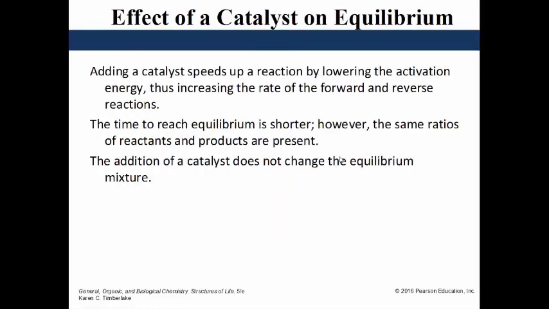more is made. Alright, now we'll talk about the effect of a catalyst on equilibrium. Now, catalysts will speed up the reaction by lowering the activation energy. So this will increase the rate of the forward and reverse reactions. So by increasing this rate, the time it takes to reach equilibrium is shorter, but the same ratios of the reactants and products are still there. So the catalyst will increase the rate of the reaction and it will lower the activation energy, but it does not change the equilibrium mixture of products versus reactants.